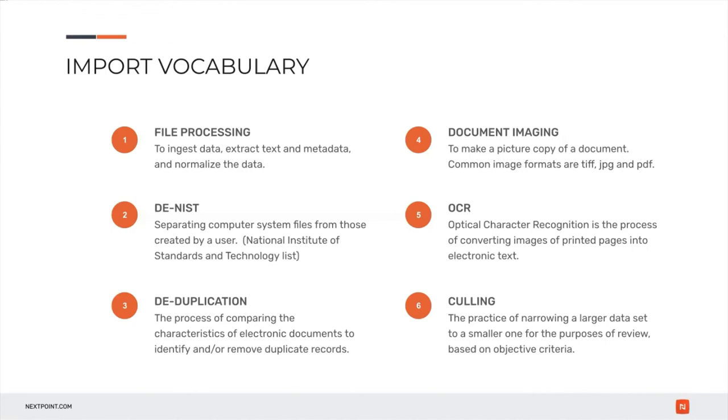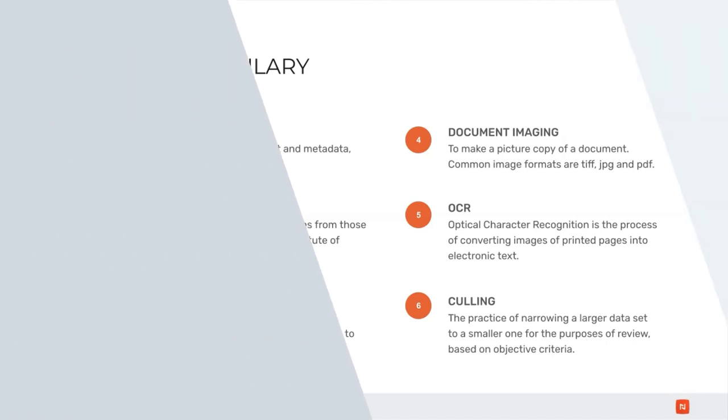And then last but not least is a term that I've been using throughout this presentation without really telling you what it means. I'm hoping from context, we've all inferred the definition that you see here. The practice of narrowing a larger data set to a smaller one for the purposes of review based on objective criteria. Really, it's just taking that large amount of data and culling it down to what's actually relevant to our case. And I know you're not supposed to use the word when defining the word, but culling has become one of my favorite words to use since joining NextPoint.